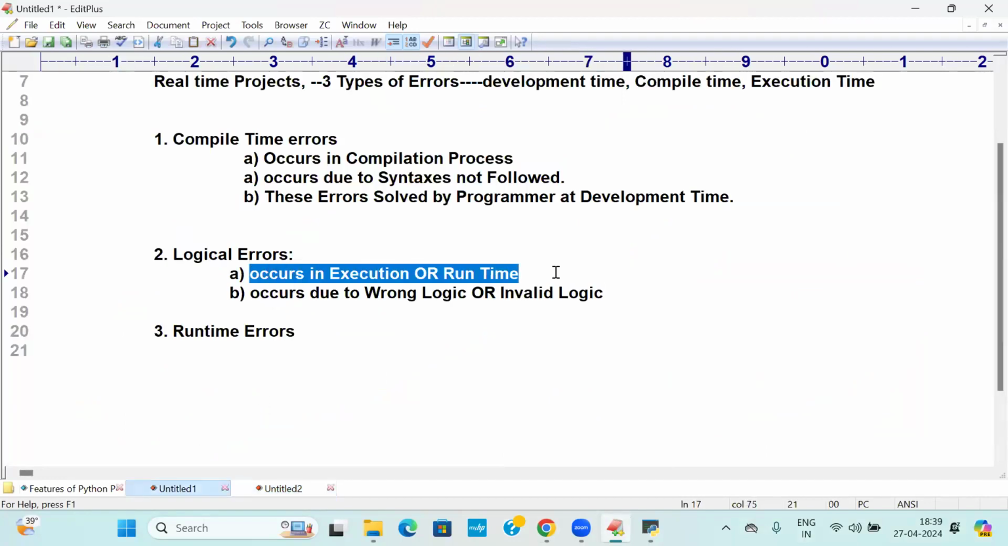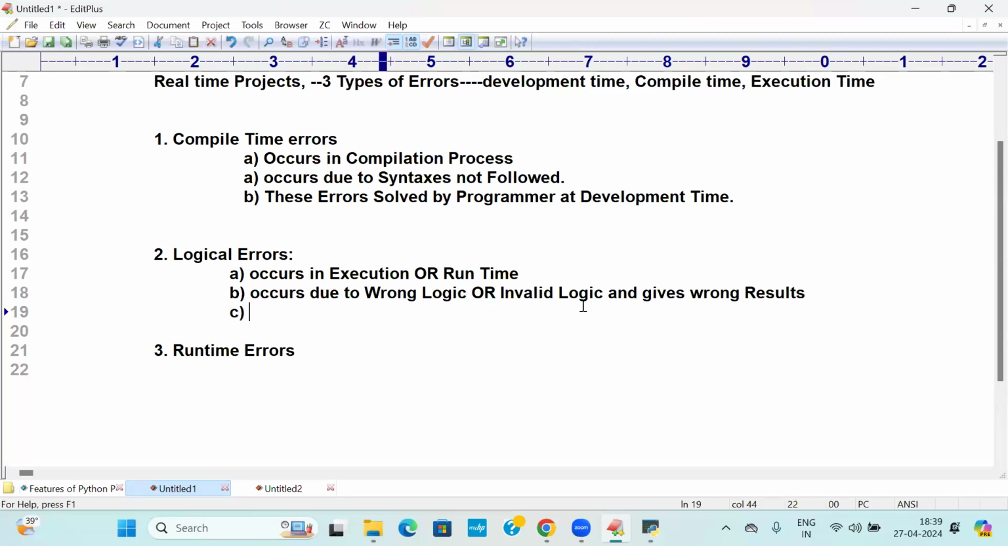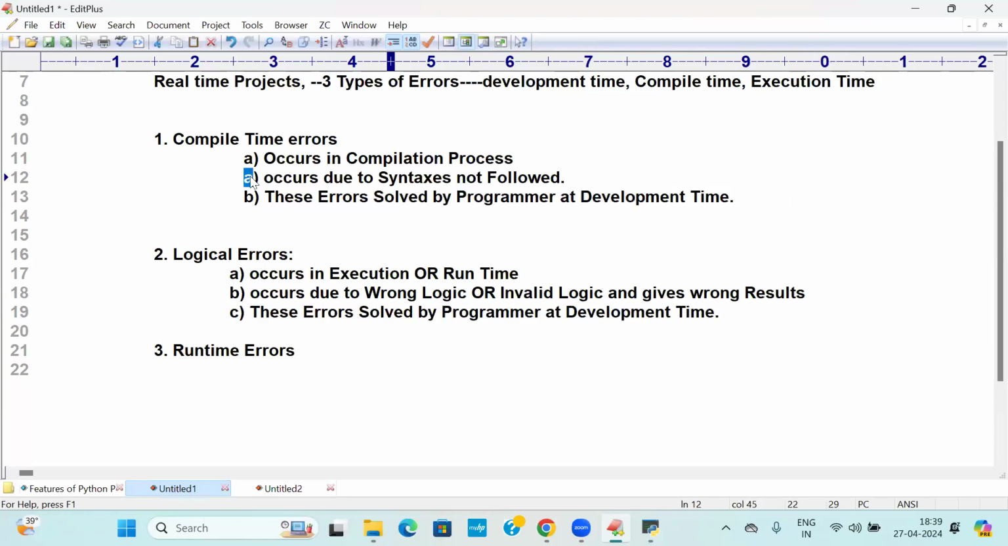Logical errors occur during execution or runtime. They occur due to wrong logic or invalid logic, and give which results? Wrong results will come. Moreover, these errors are solved by whom? Programmers only. At which time? Development time only. These errors are solved by the programmers at development time.